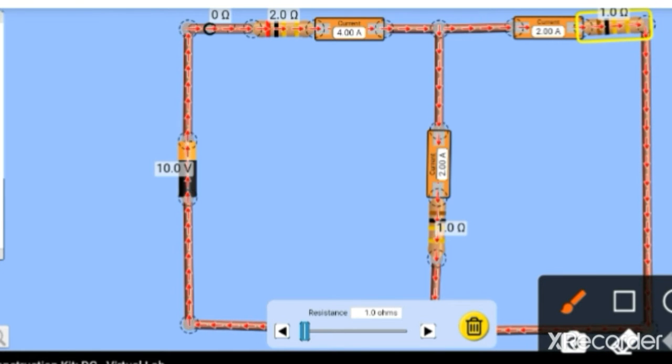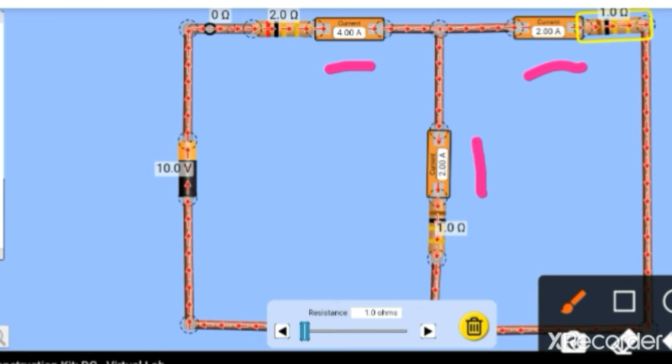That is, initially, because of the 0 ohm resistance, the large amount of current is flowing through the circuit. So now if you are increasing the resistance value, the current flowing through the first branch will be 4 amps, and the second branch will be 2 amps, and third branch also 2 amps, because second and third branch resistances are equal. So the 4 amps current is equally divided into 2 amps and 2 amps.